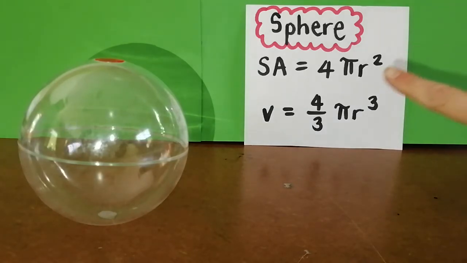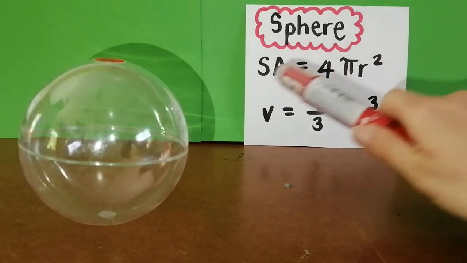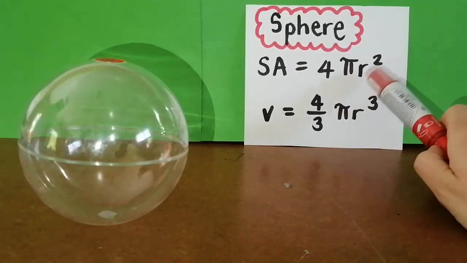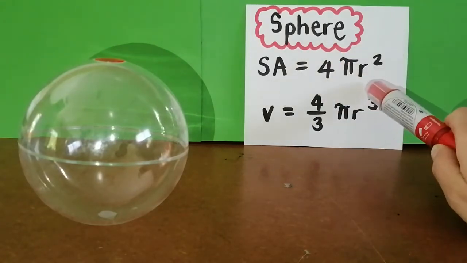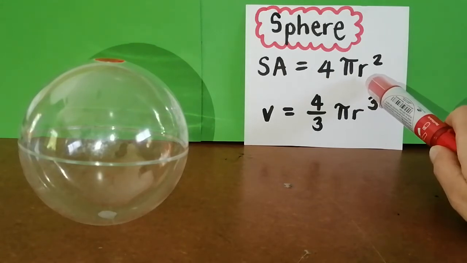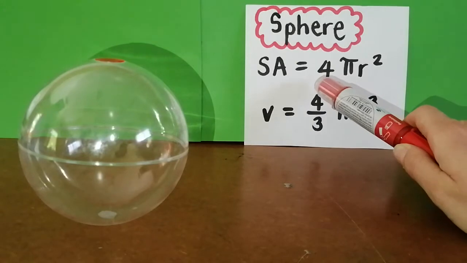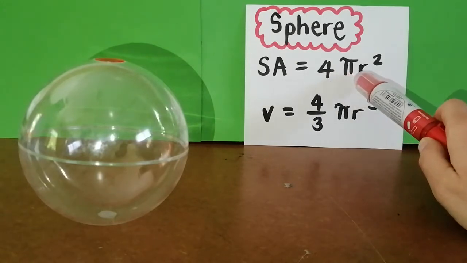These are the formulas for surface area and volume shown before. The surface area of a sphere is 4 pi r squared. What do we recognize pi r squared as? Pi r squared is the area of a circle. So we've got 4 times the area of a circle.